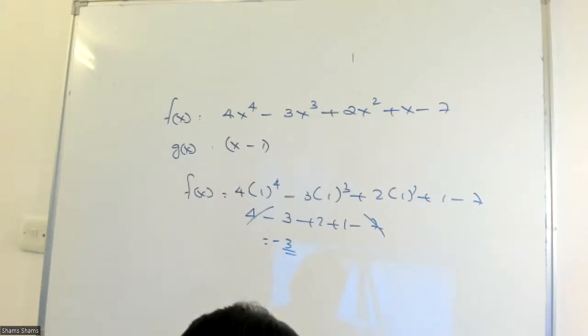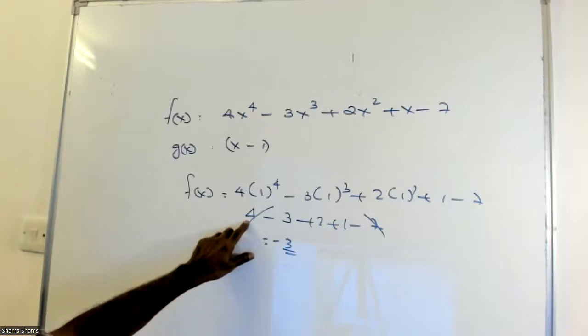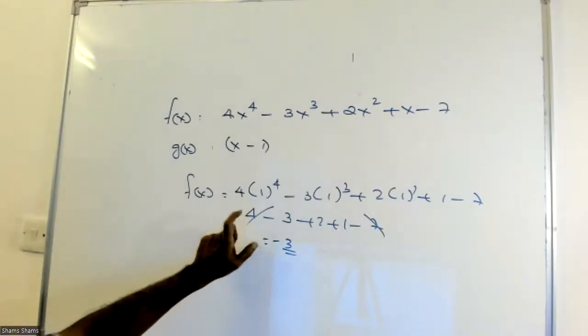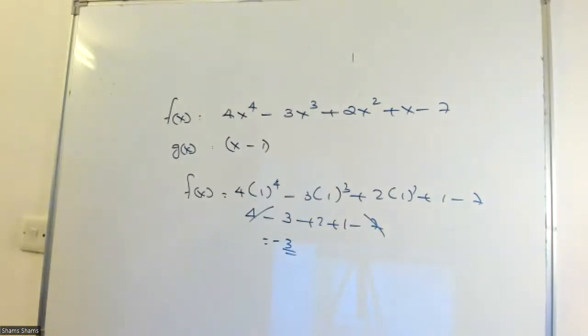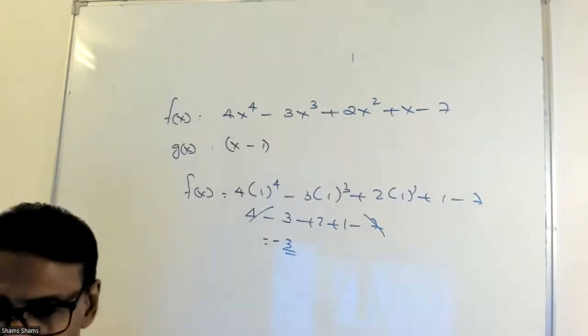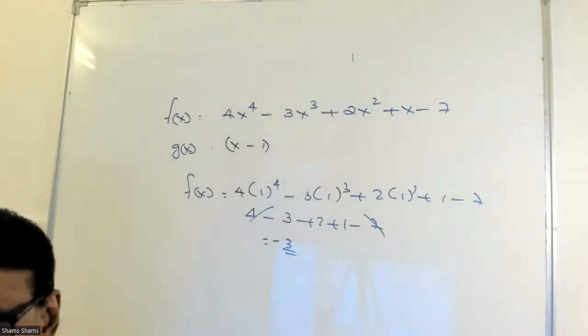Sir, I didn't understand the last step. Sir, I did not understand why you cut. I add 4 plus 2 plus 1, what is it? 7, sir. 4 plus, that 7, this 7 cancel. That's what I showed. Okay. Don't just copy from the board.